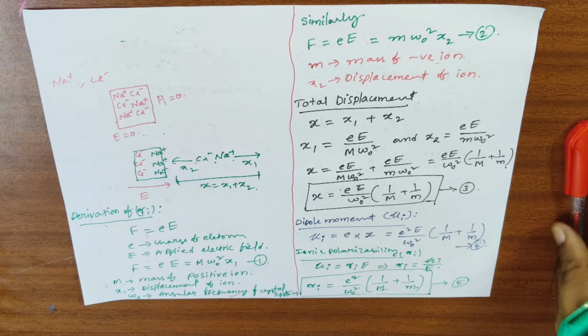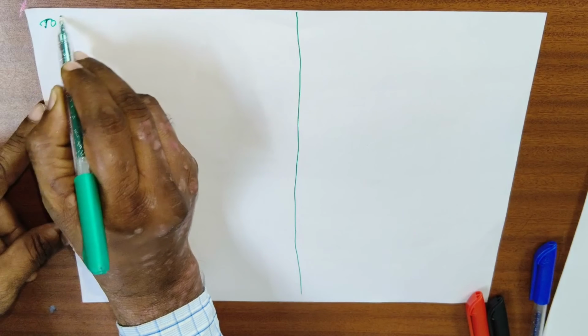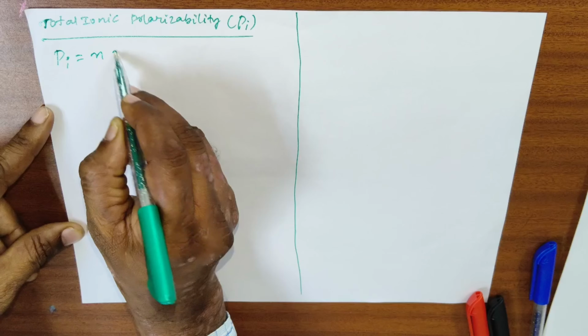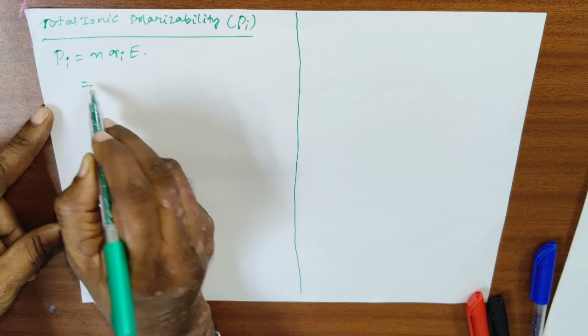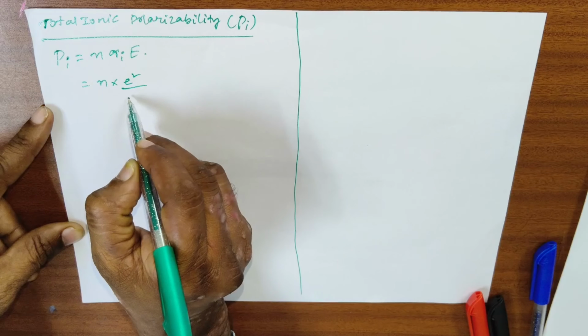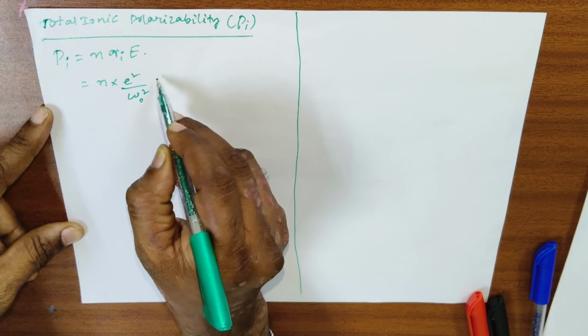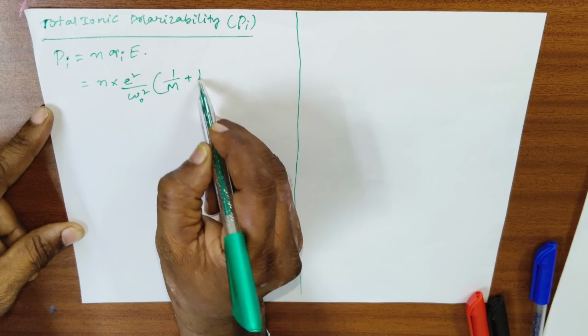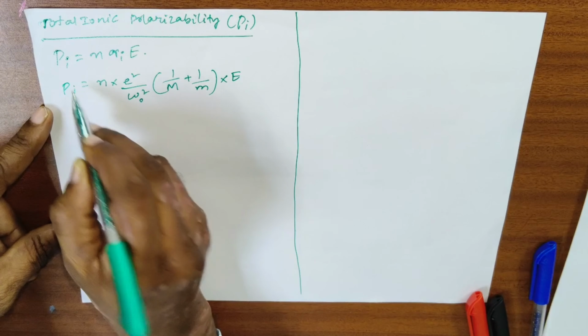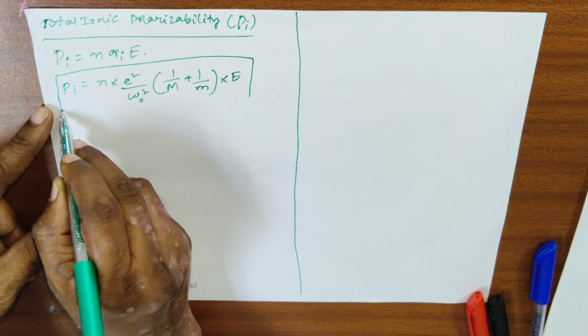Next we have to calculate the total ionic polarization. Pi is equal to N alpha I into E, which equals N into e square divided by omega naught square times 1 by capital M plus 1 by small m, into E. This is the total ionic polarization value.